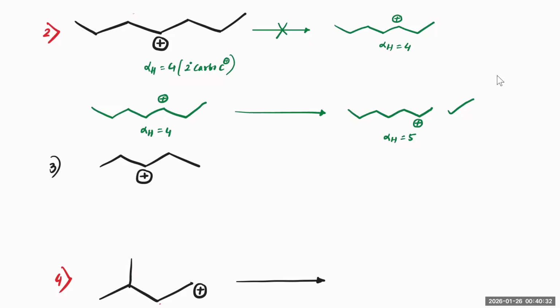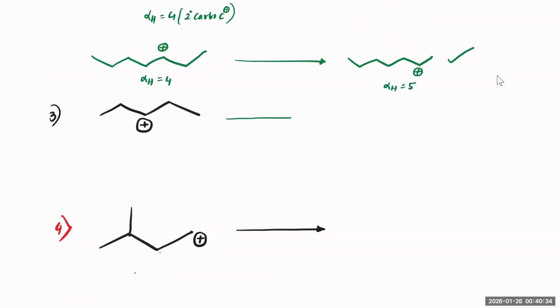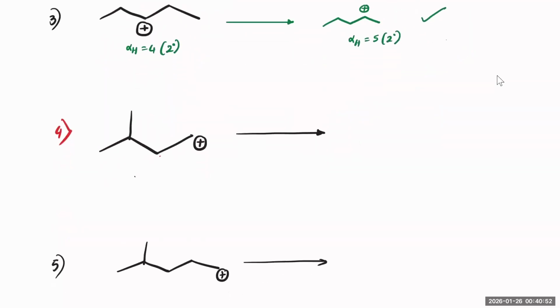Got it? So that is exactly what this third case is. You can notice that from here, alpha position coming to this particular direction, the alpha hydrogens here are 4. Here it is a 2 degree carbocation. Alpha hydrogens here are 5, also a 2 degree carbocation. So yes, this is definitely possible.